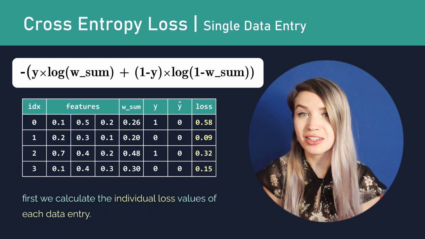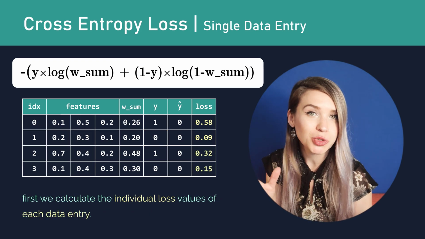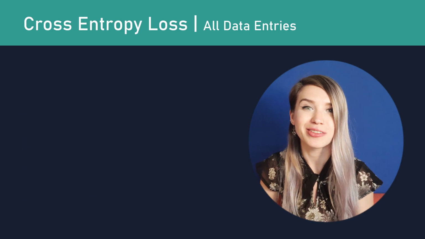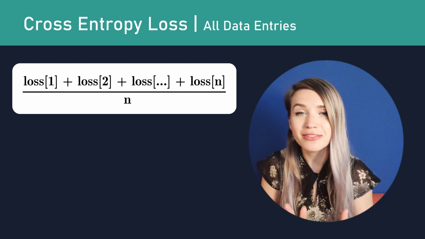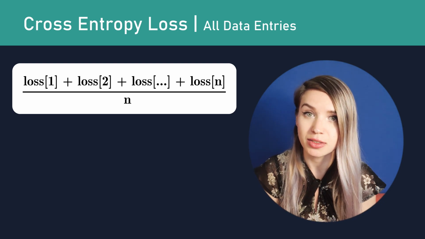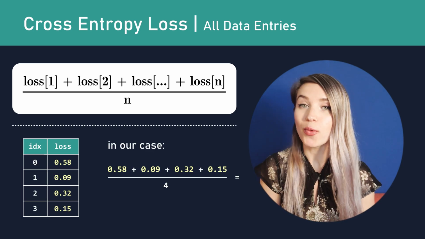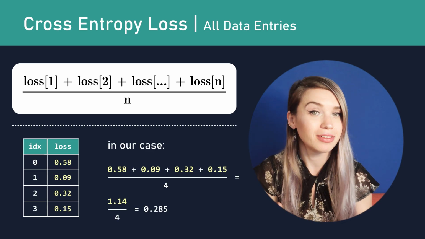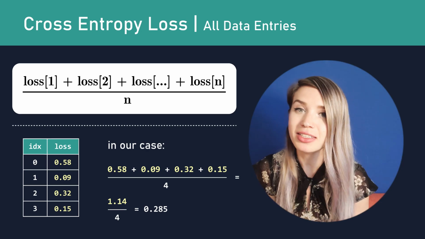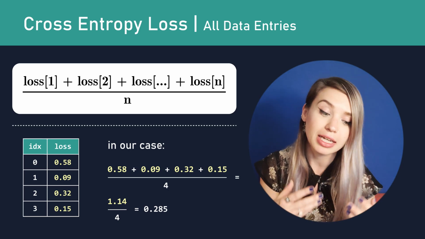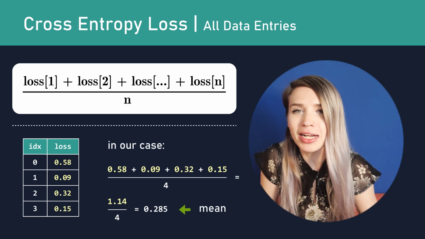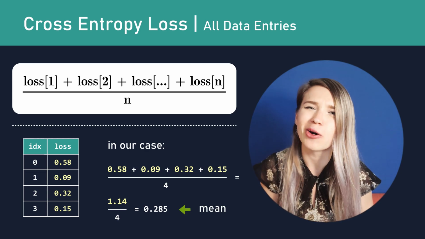And after we're done calculating the loss of each individual input entry, we can move on with calculating the total loss. So first we add all the individual loss values, and then we divide them by the number of entries, which in our case is 4. We get 0.285 as a result, which represents the error term of our model, or the distance between the actual output and its target. In statistics, we call this operation mean, but us simple folks, we call it average.